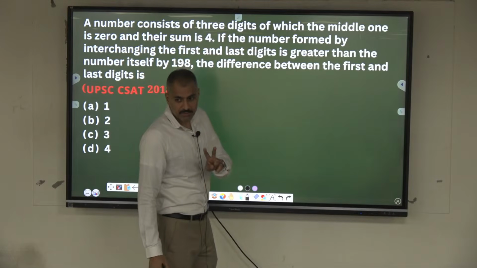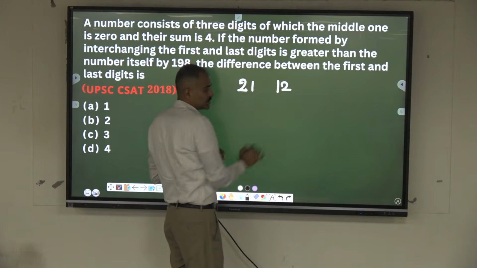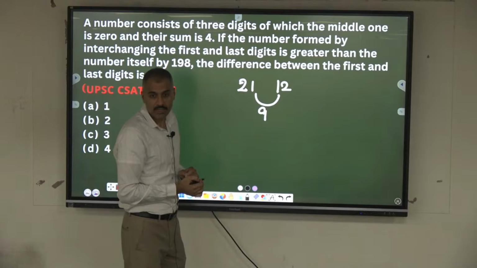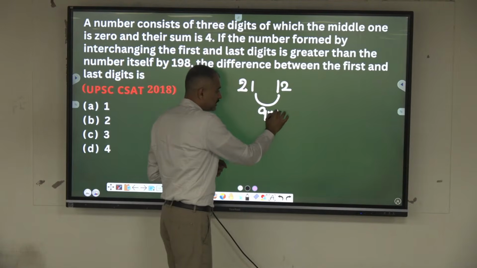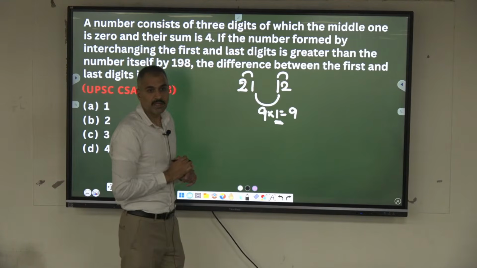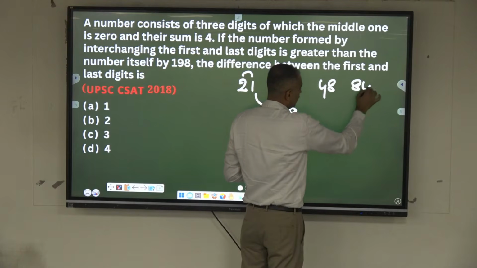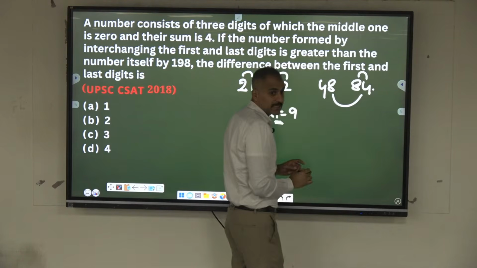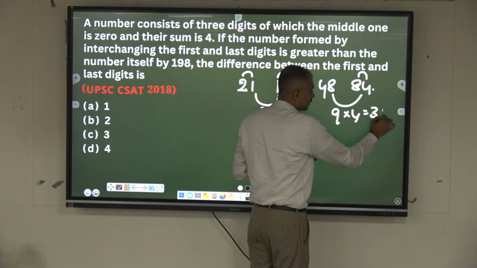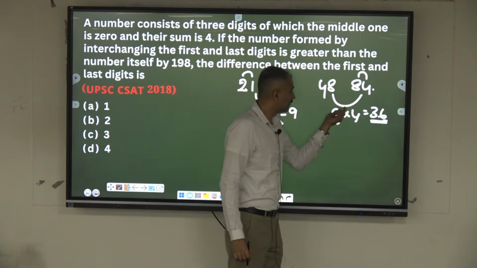Give me a 2-digit number. 21. Reverse the digits. What is the difference? 9. You can say 9 into 1, which is 9. This 1 is the difference between the digits. Similarly, 48, 84. What is the difference between the digits here? 4. So the difference between the numbers will be 36. Understood?